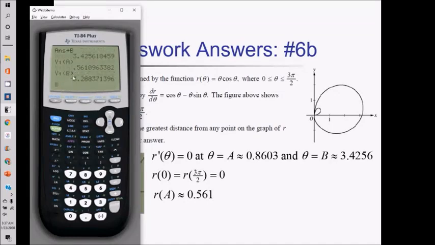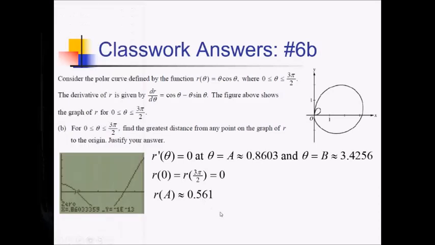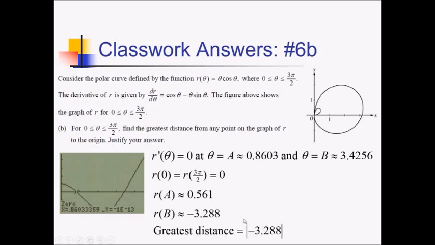That's about negative 3.288. Now, taking a look at all of these, the furthest one away from the origin, the biggest overall absolute distance, is going to be what B returned here, this negative 3.288. So I'm going to say the greatest distance is just the absolute value of that, which is, and we have to spell this out, is positive 3.288.